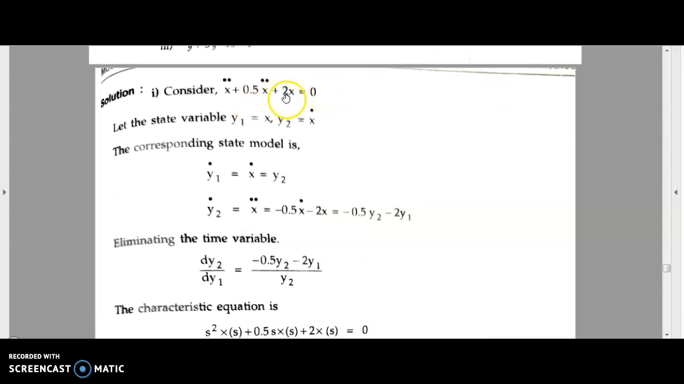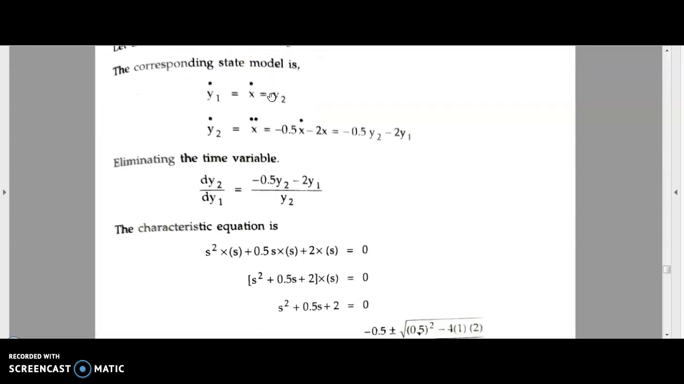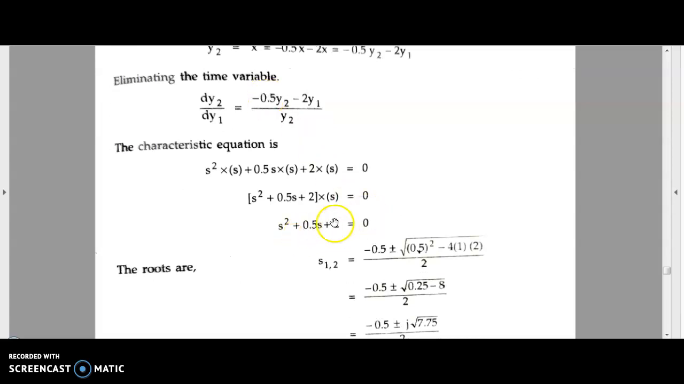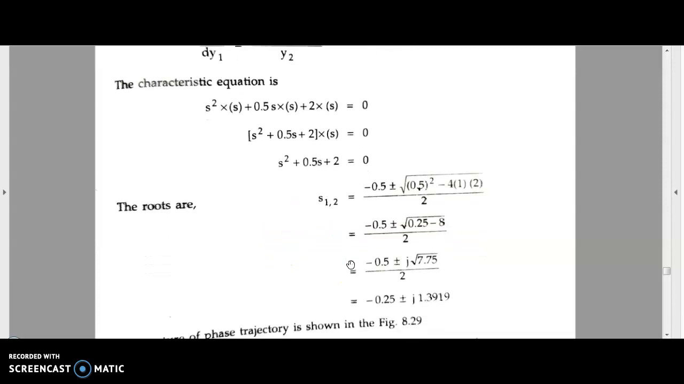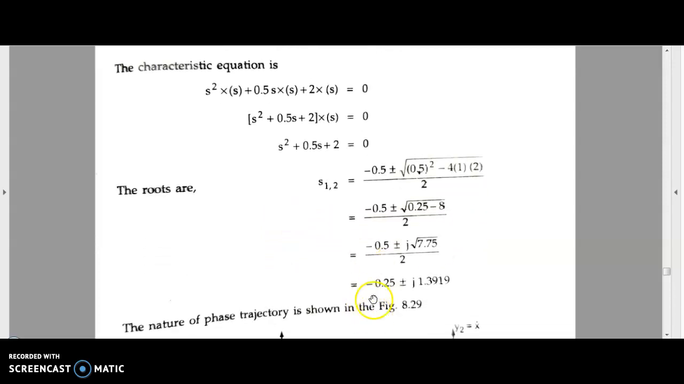Take the Laplace transform here: x dot gives s into X(s), and x double dot gives s square into X(s). X(s) is common here. So s² + 0.5s + 2 is equal to 0. So this is the equation. Find the roots of this equation. Use the calculator to find the roots. You will get -0.25 ± j1.319.